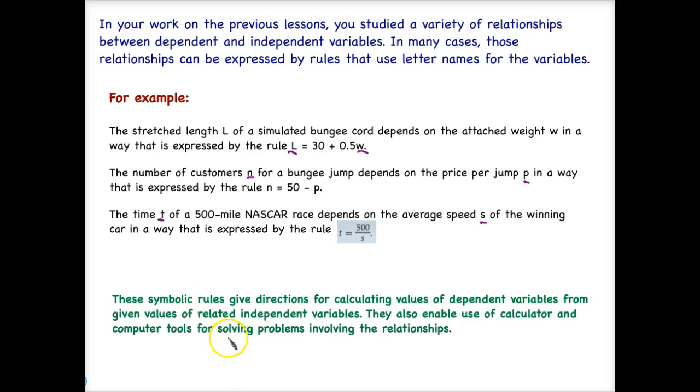These symbolic rules give directions for calculating values of dependent variables from given values of related independent variables. They also enable the use of a calculator or computer tools for solving problems. If we have a formula that we can put in our calculator or in our computer, we can solve multiple problems over multiple time periods based on this rule.